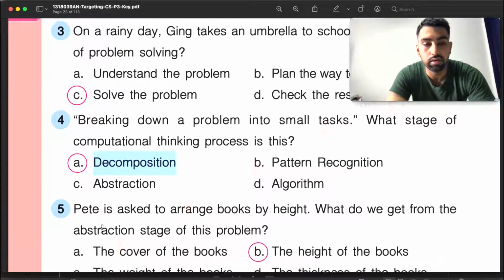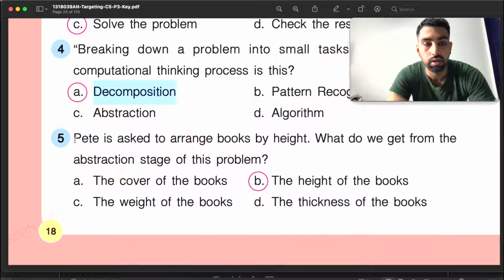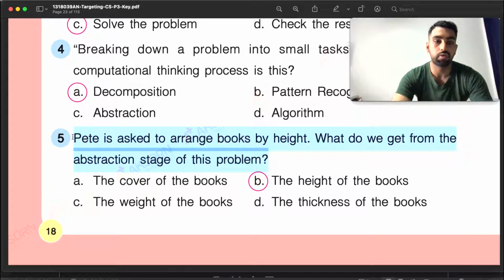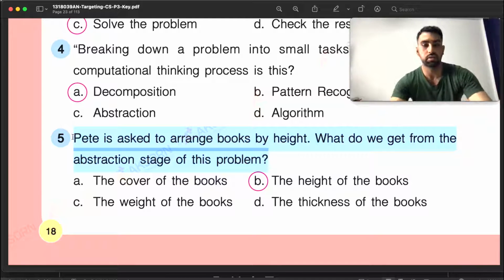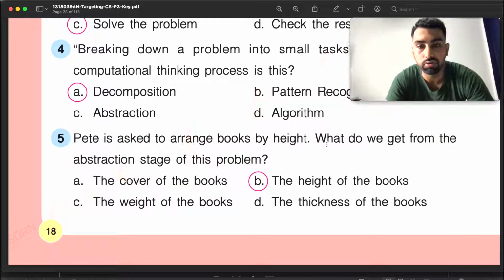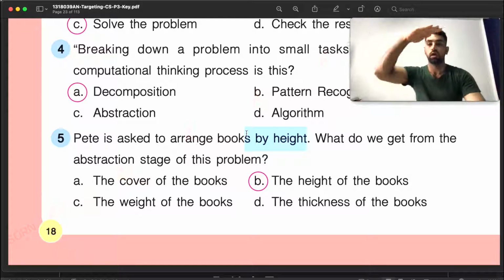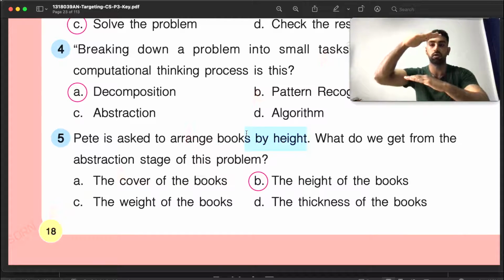Number 5. Patty is asked to arrange books by height. What do we get from the abstraction stage of the problem? What is the abstraction? To solve the problem, she has to arrange the books by the height. How much is the height of the book? Which one is higher, which is shorter, like this.